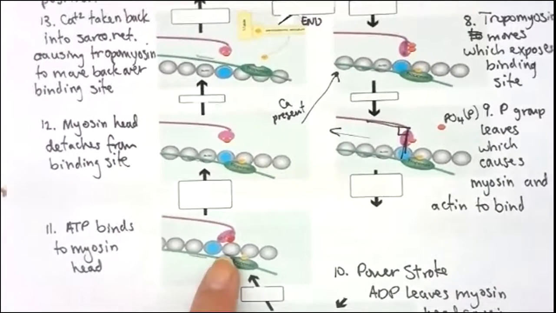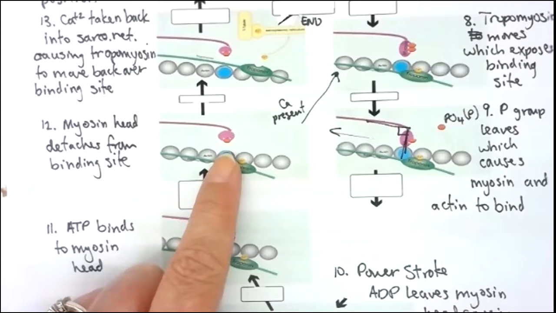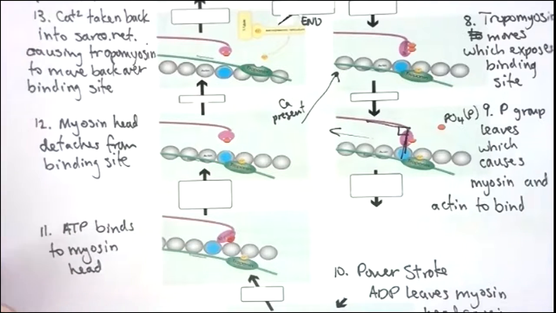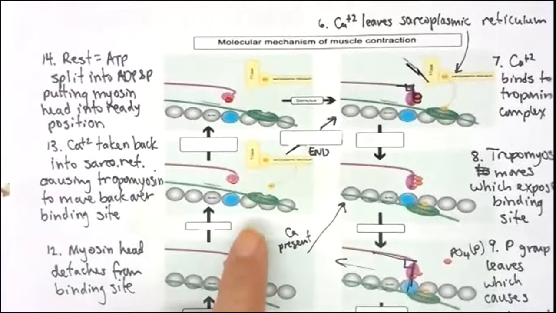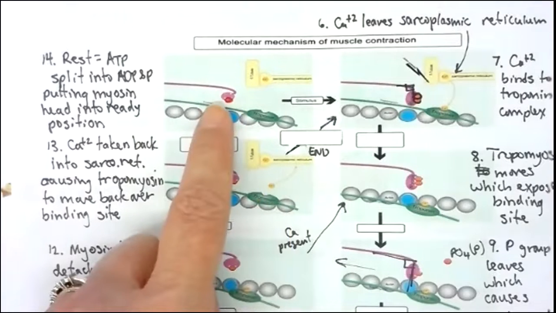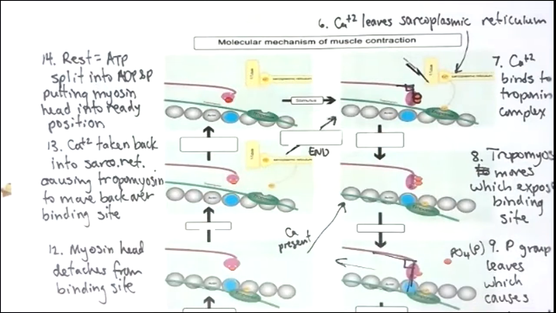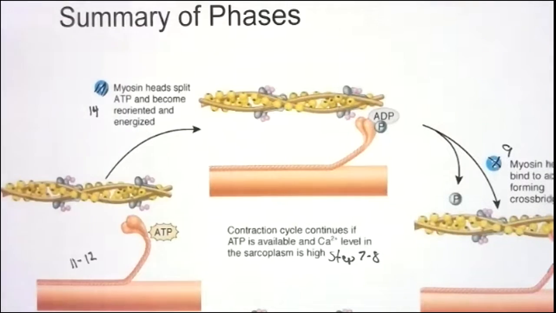Now we have ATP coming in to detach the myosin head from the actin. And then finally, if we're at the end of a cycle, the troponin and tropomyosin move back over the binding site as calcium leaves. And finally, that ATP on the myosin head gets split and puts the myosin head into the ready position. So that is the sliding filament theory, and that is the last video.